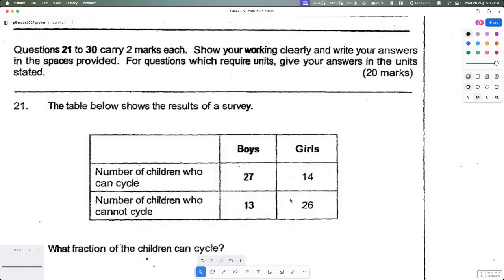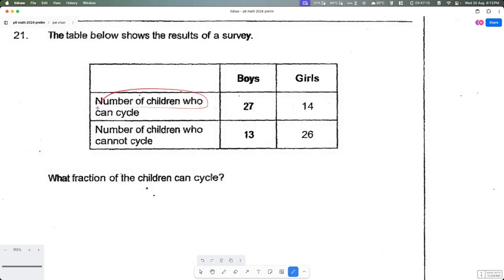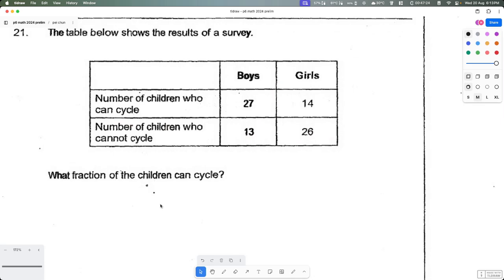Question 21. Okay, so it says here the table shows the result of a survey. Number of children who can cycle, 27 boys and 14 girls. Number who cannot cycle, 13 boys, 26 girls. What fraction of children can cycle? So total children is equal to 27 plus 14 plus 13 plus 26.